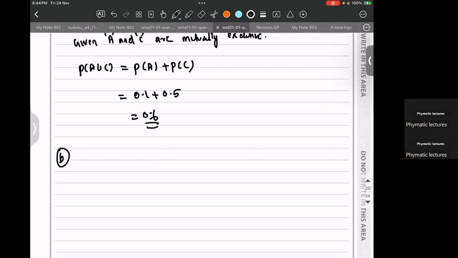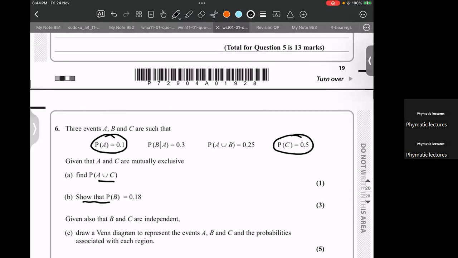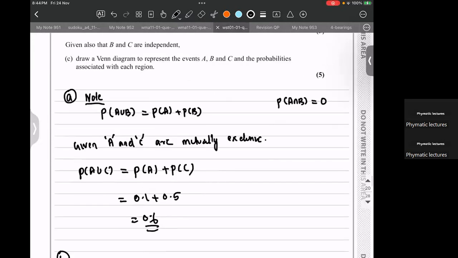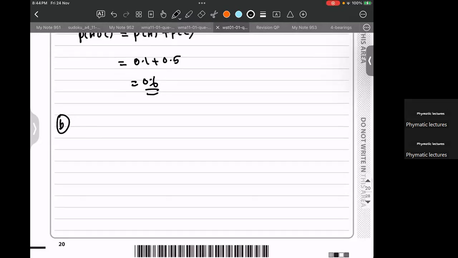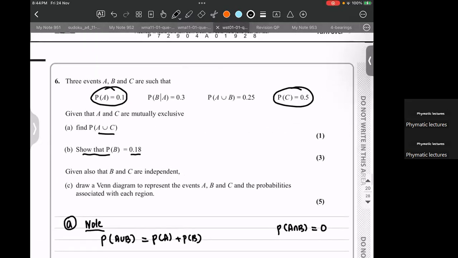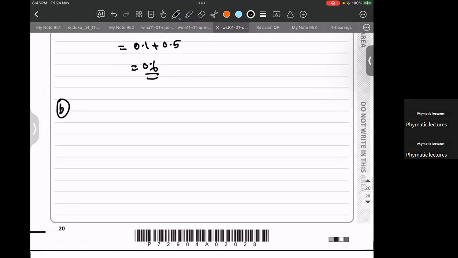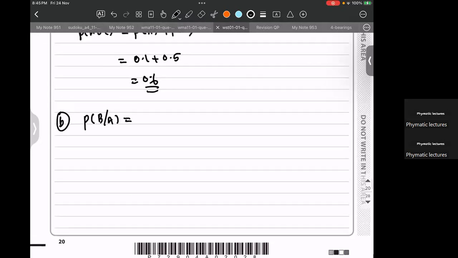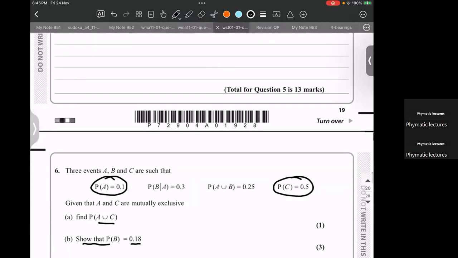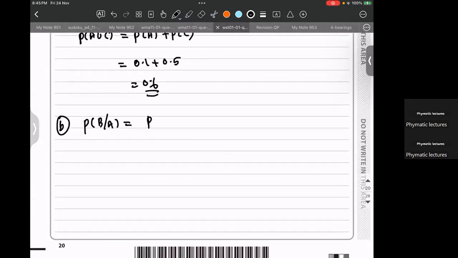Now move to B question. Show that probability of B is 0.18. We need to show that probability of B is 0.18. So what all things are given here? Probability of B given A is given. So according to the definition of probability of B given A, it's a conditional probability. We will say probability of B intersection A divided by probability of A.